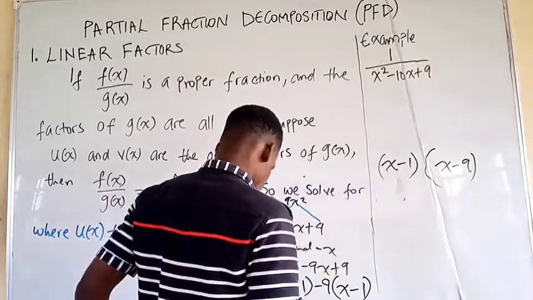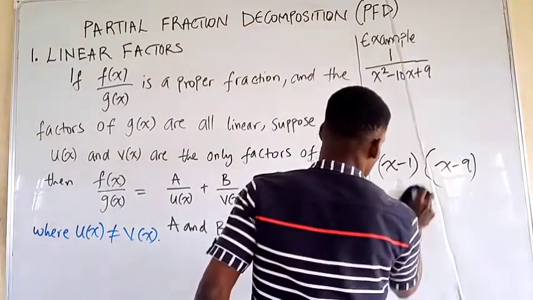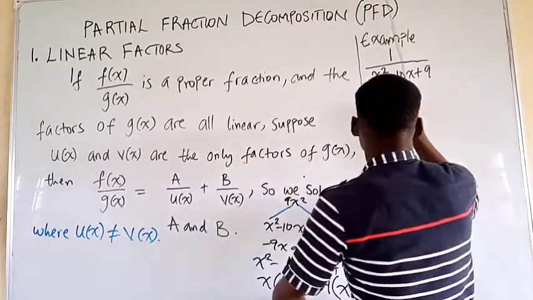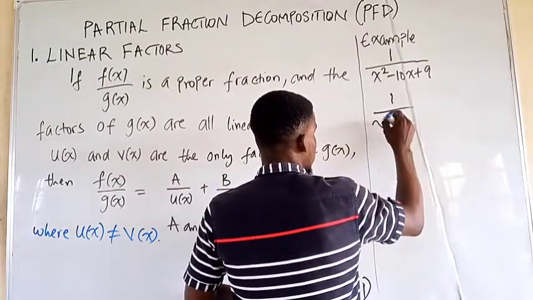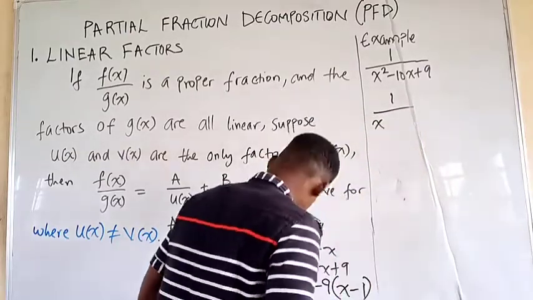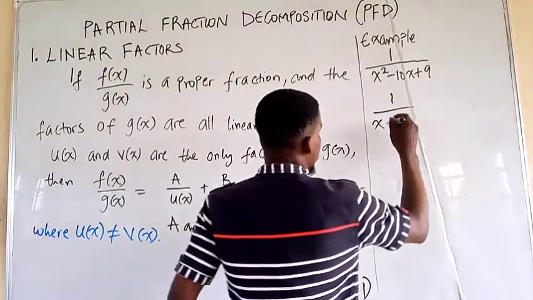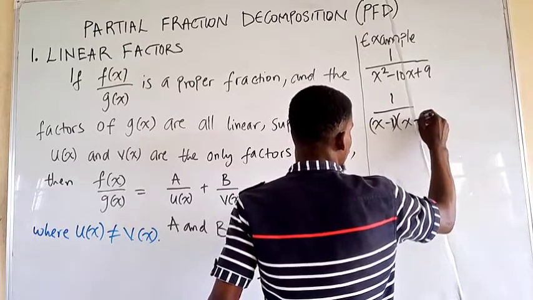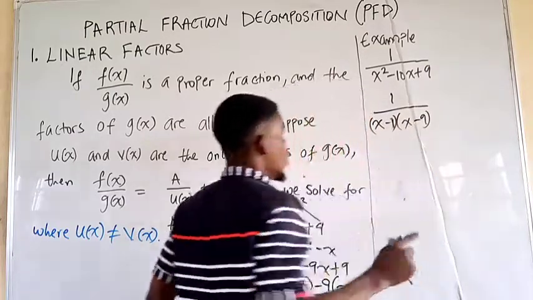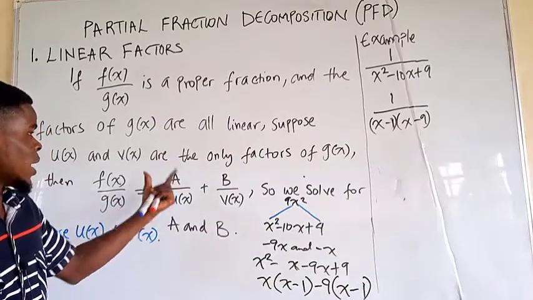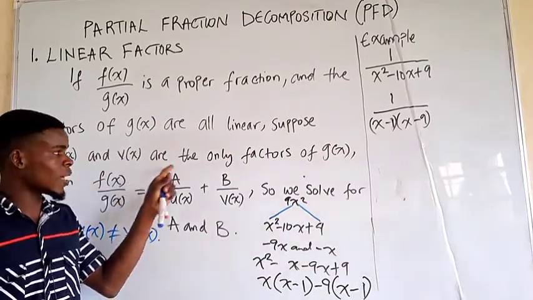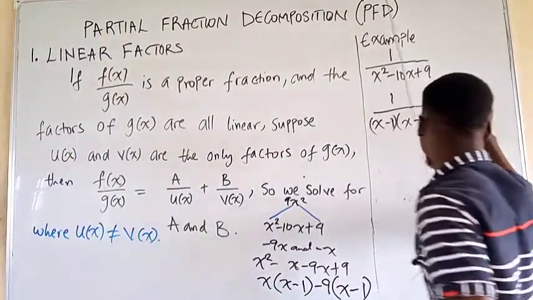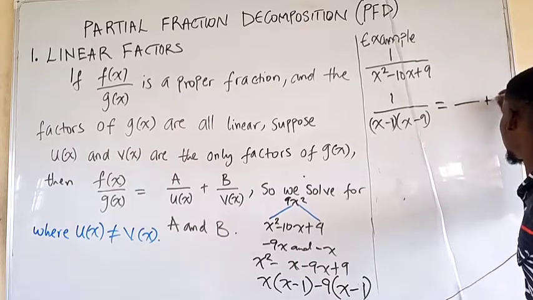Okay, so that is pretty simple. I will just write those factors in place of the denominator. So I can go ahead and equate that to 1 over x minus 1, times x minus 9. And now, from this statement, that if u of x and v of x are the only factors of g of x, we can write this down. So we can equate that to, well, I just add it with this.